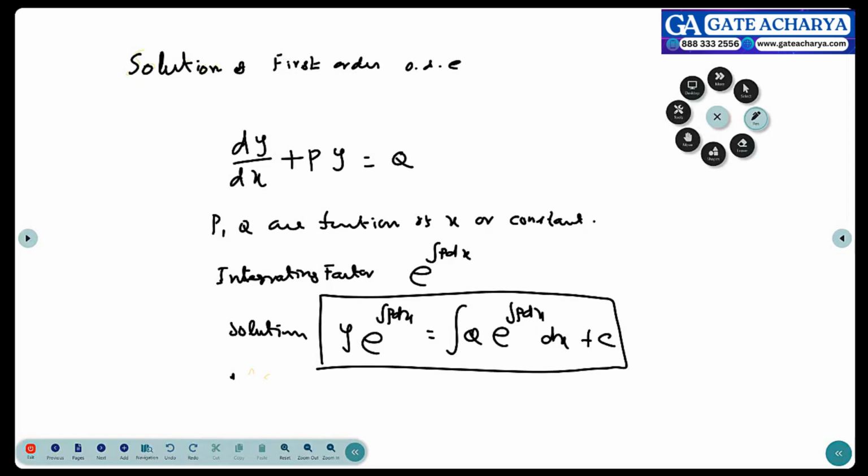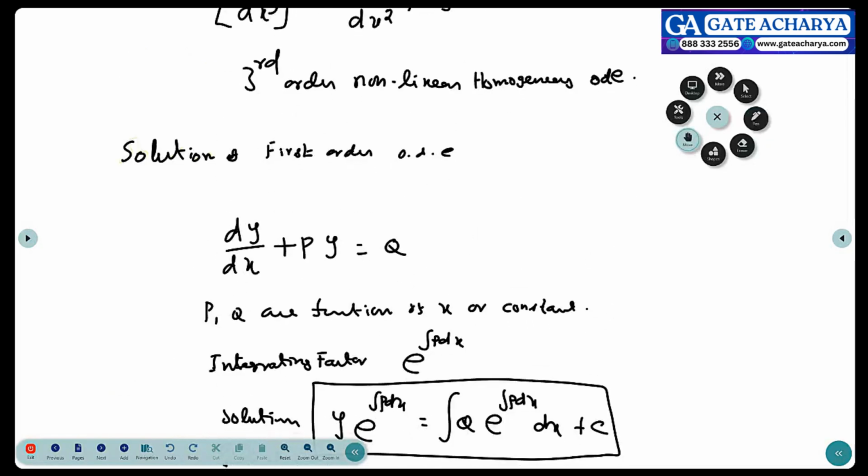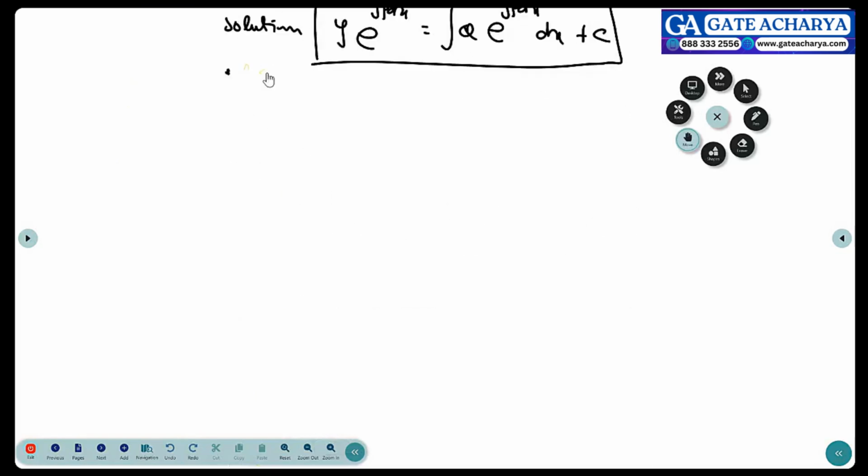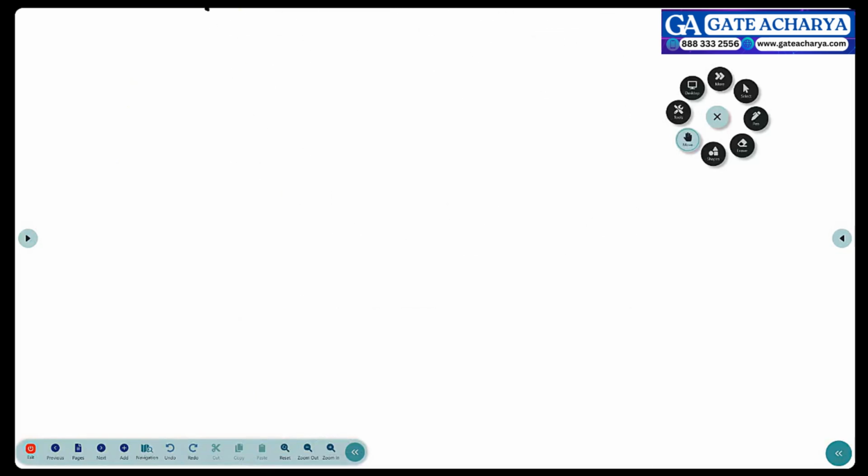This is asked in GATE questions, repeated GATE questions from this topic. If some initial condition is given, then how do you find the solution of this first order linear differential equation? Many times they ask repeated questions from this topic, but it is the easiest one. Okay, let's solve some problems.